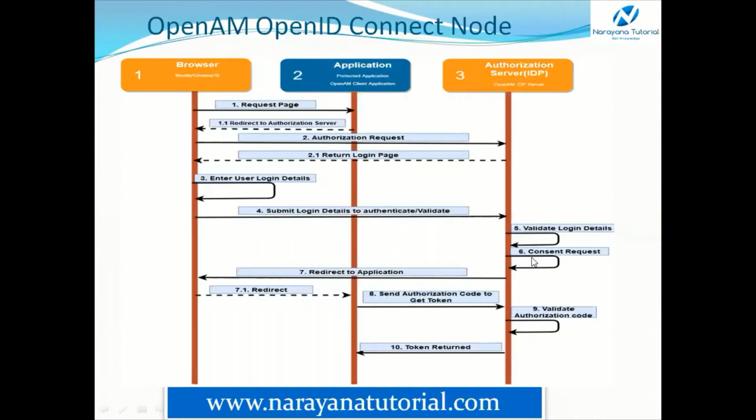After successful authentication, the authorization server will ask a consent request whether we have to allow or deny. We choose allow, then it redirects to the application. First it redirects to the browser, and in the browser it goes to our client application. Along with the seventh request, the authorization server sends the authorization code. Then in the client application, point number 8, sends the authorization code to the authorization server to get the token.